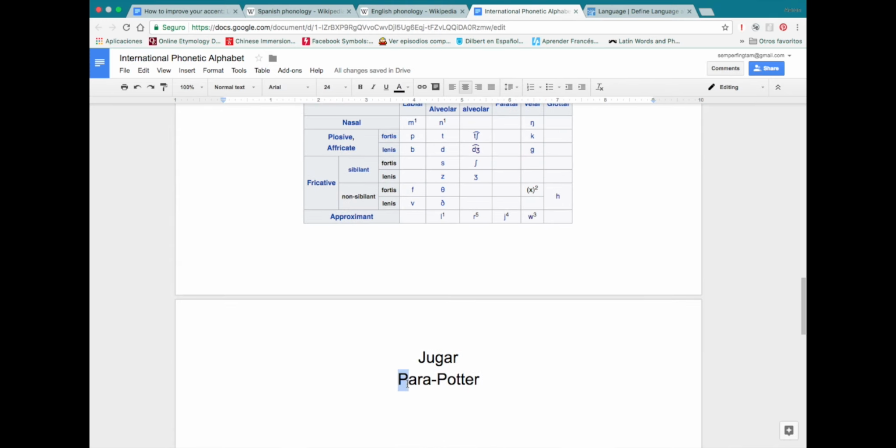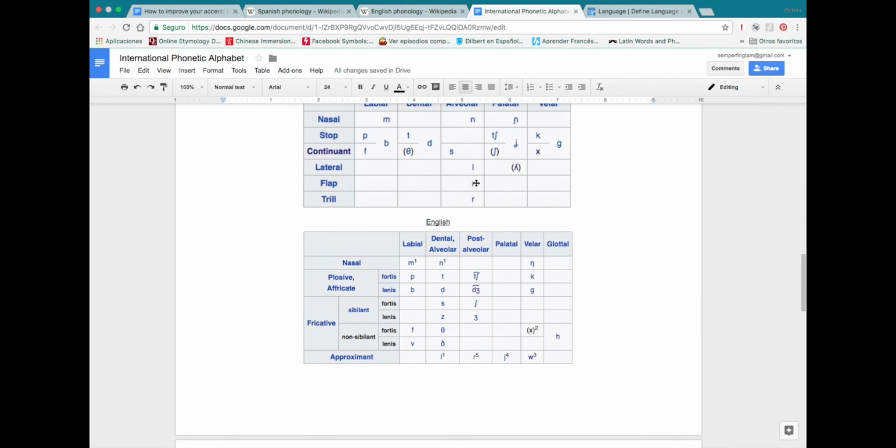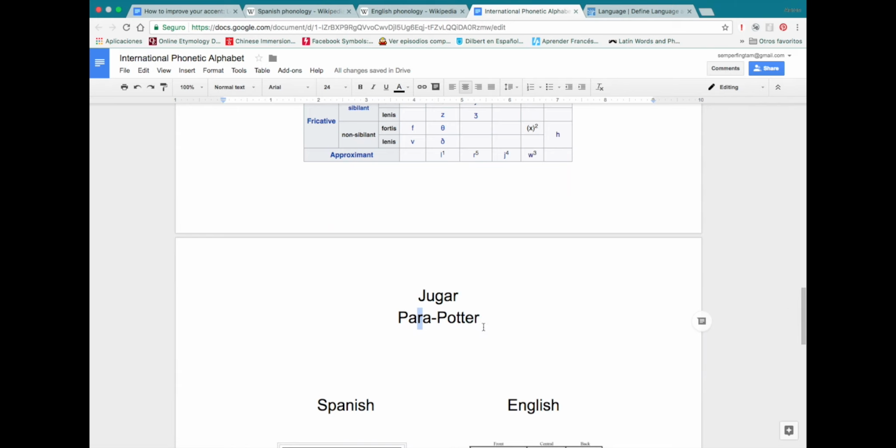For example, in the Spanish word para. Now, in Spanish, this R sound is pronounced using a flap. R, like that. And you might not think that English has this sound, but it actually does in words like potter or water or butter. So when you pronounce the Spanish word para, you're almost pronouncing the same thing that we say in English when we say Harry Potter. In fact, if we were just to change this to that, now you're basically pronouncing the same thing.